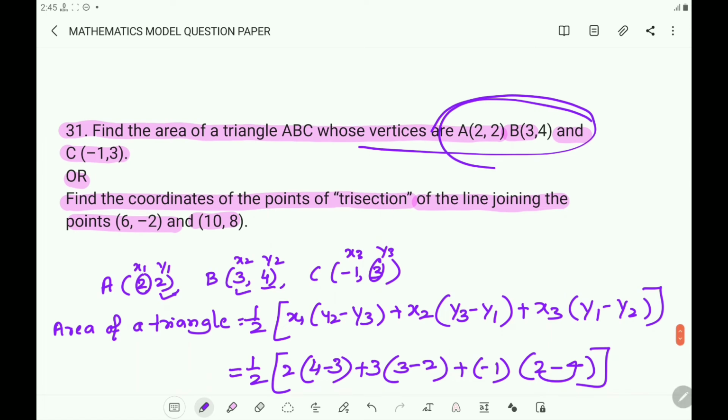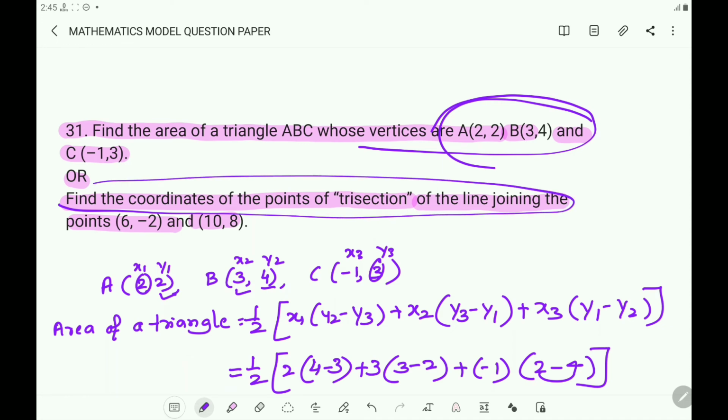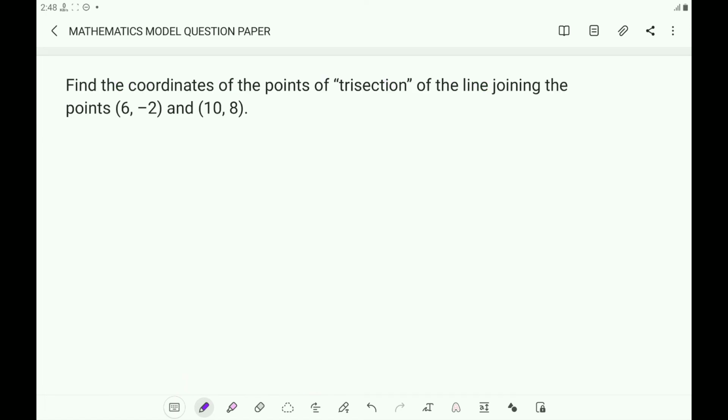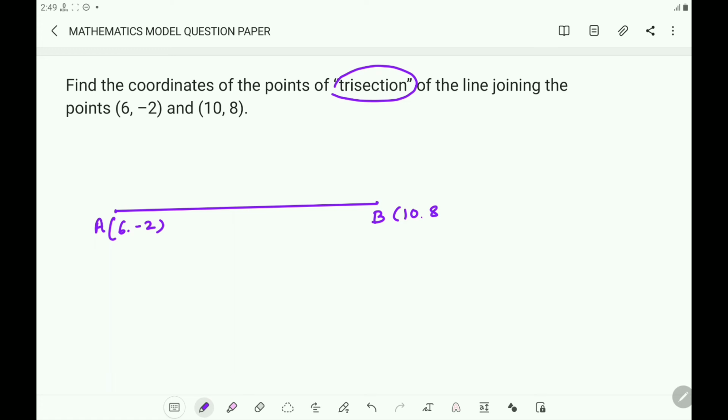Then you take the OR question. Find the coordinates of the point of trisection of the line joining (6, minus 2) and (10, 8). Here the point is a trisecting point. Trisecting means the point divides the given line into 3 equal parts. So consider a line AB, with point A having coordinates (6, minus 2) and point B having coordinates (10, 8).